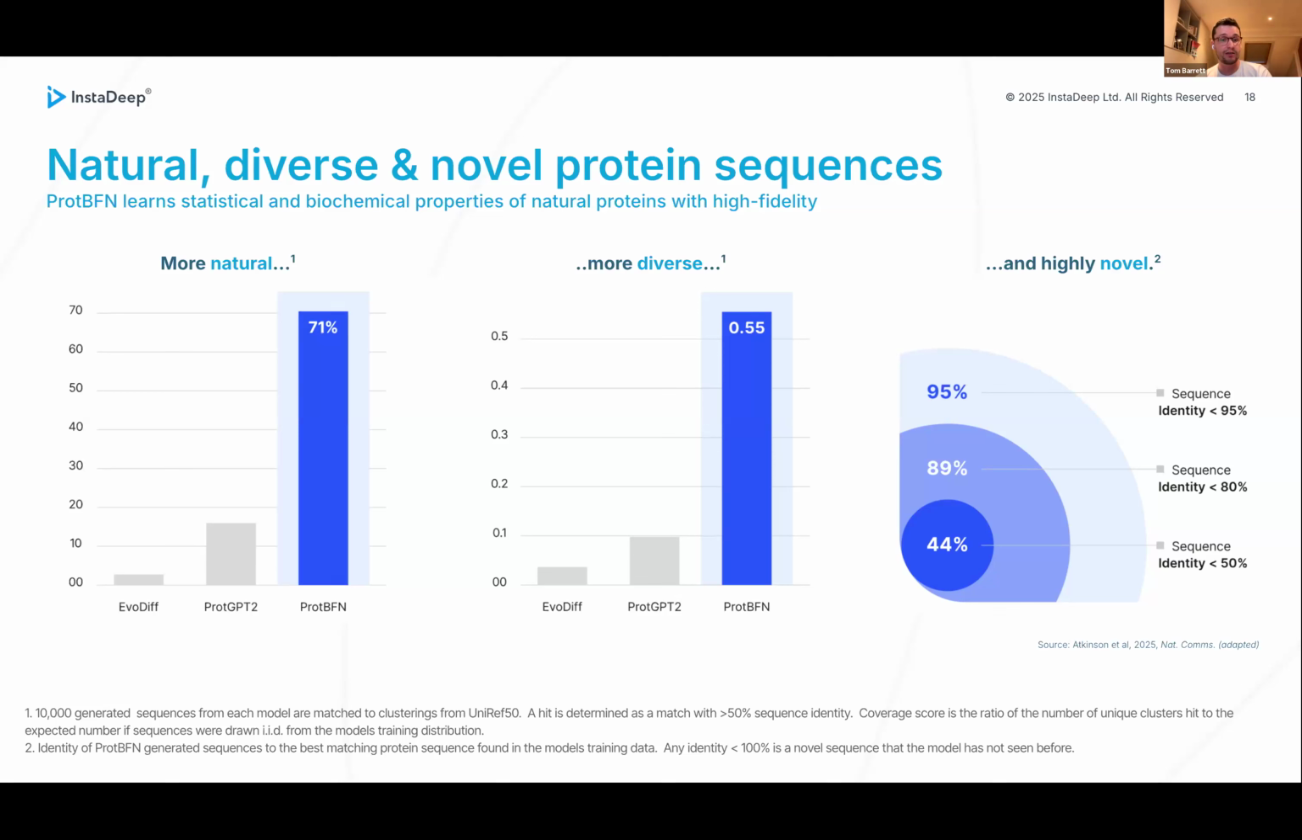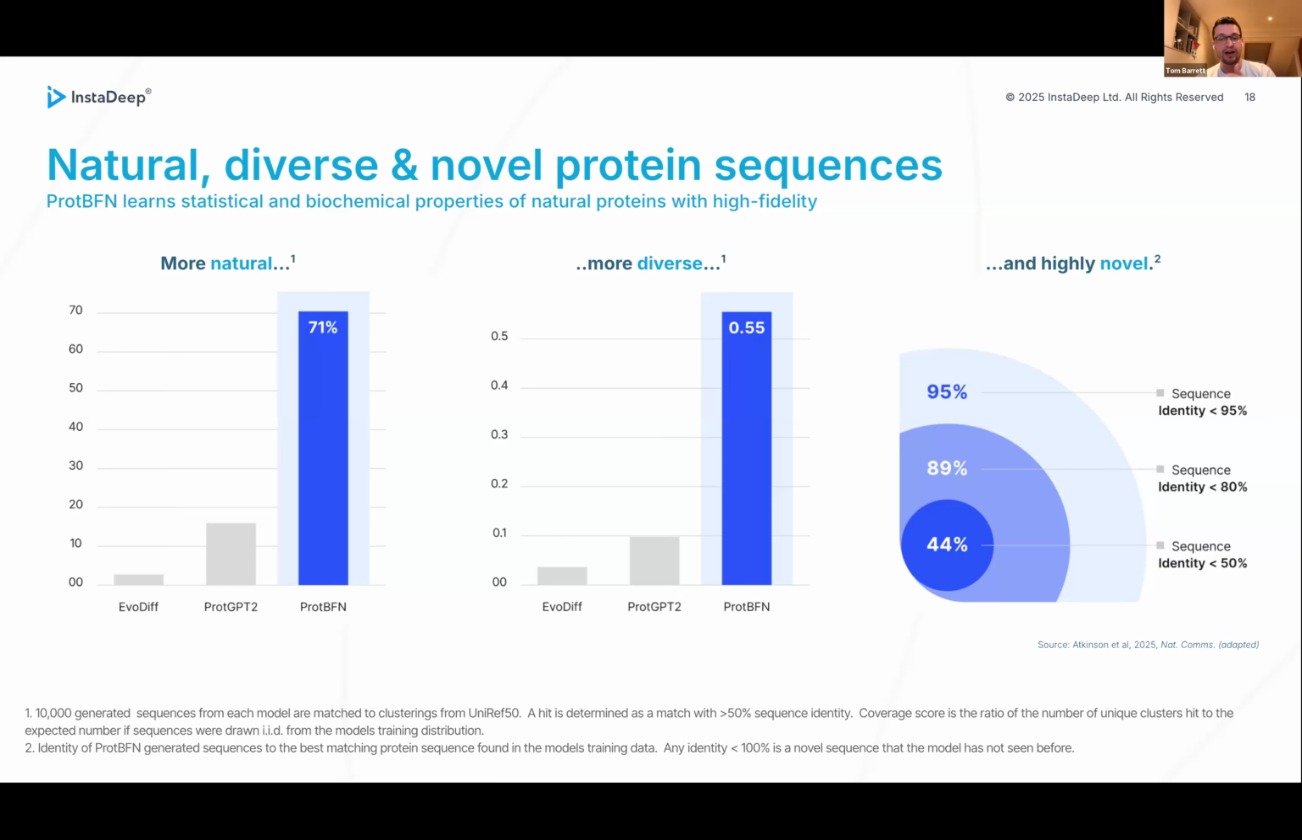We took our model, ProtBFN, we took a discrete diffusion model, EvoDiff from Microsoft, and an autoregressive model, ProtGPT2, generated 10,000 sequences with each, and then analyzed them in a few different ways. For naturalness, we are comparing to UniRef50, so natural protein sequences, and asking how often do we get a hit in that database, at 50% sequence similarity. And what we're seeing is that our model is generating hits at a much higher rate, right? We're generating more proteins that look natural, that would have been clustered into an existing cluster in UniRef50. So that's a good sign. But obviously, you could just generate the same real protein over and over again and get 100% on this metric. So you want to look at diversity as well.